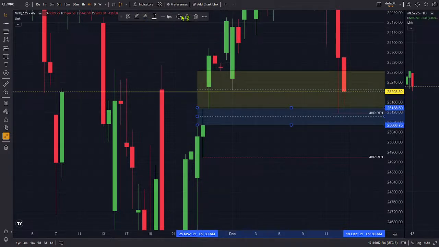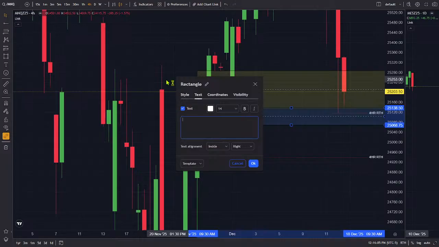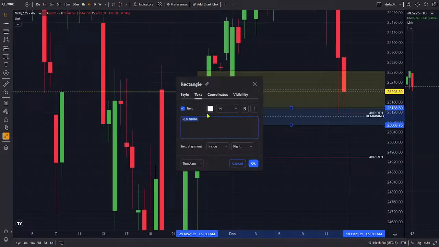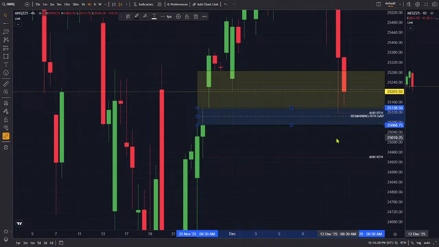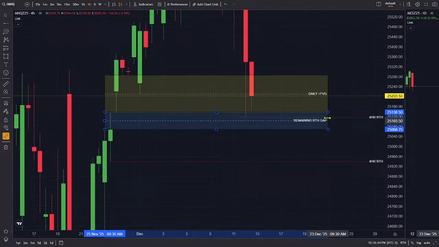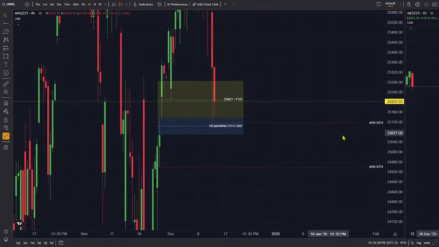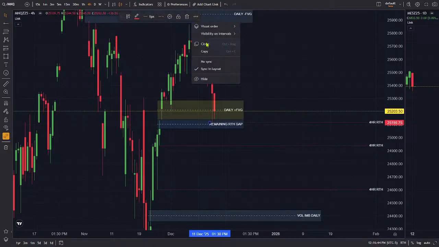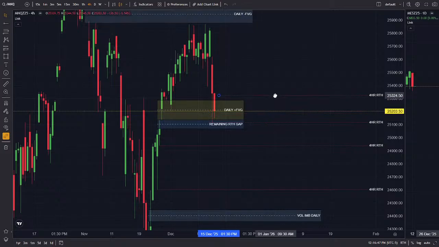Yeah, that'll work. This is remaining RTH gap. Remaining RTH gap. And then we'll mark a few of the 4 hours up high. Well, there's one there.